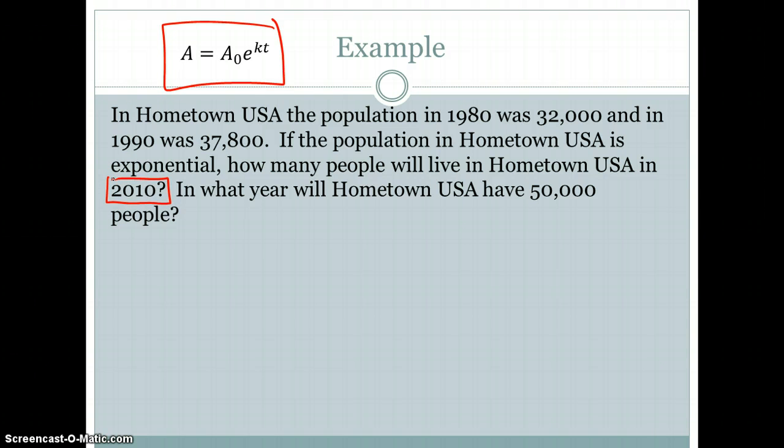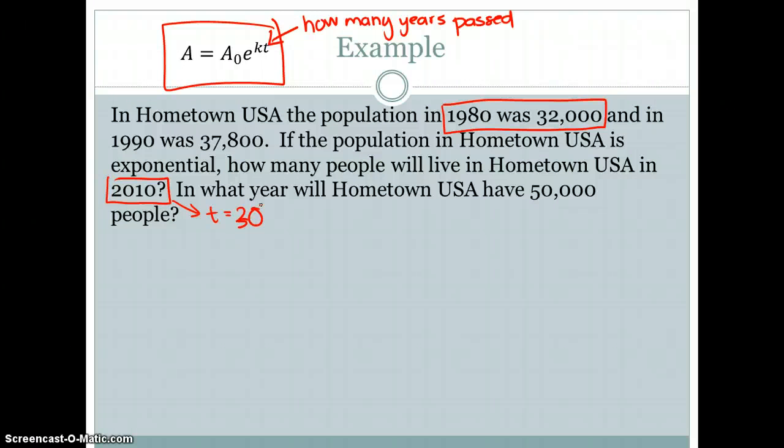2010? So one important thing to point out is that this t variable represents not the year you're in. It's not going to represent 2010. It's going to represent how many years have passed. So if I'm looking at my initial amount, 1980, the population was 32,000. Then in 2010, t is going to represent how many years have gone by. So that would be t is 30.